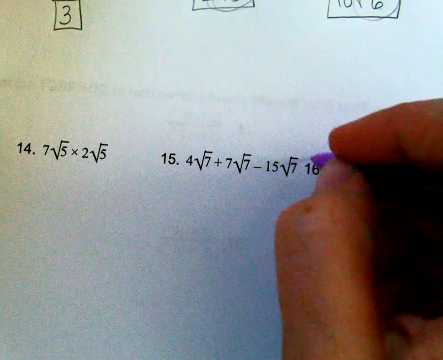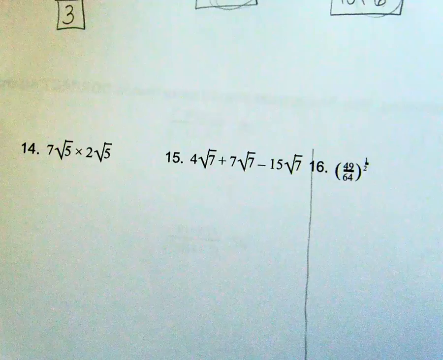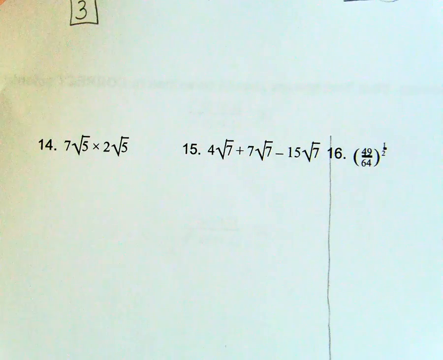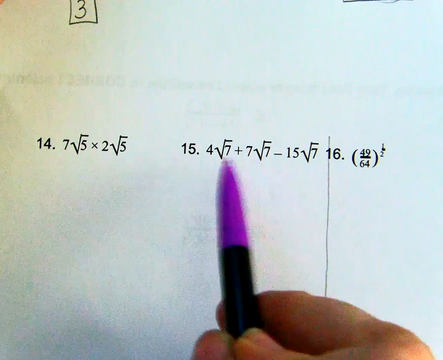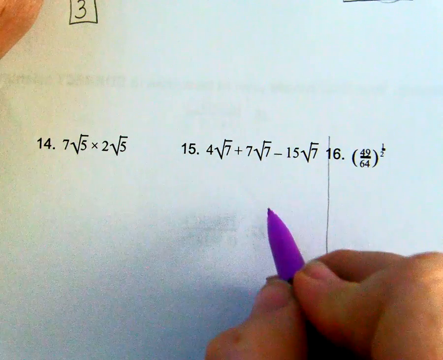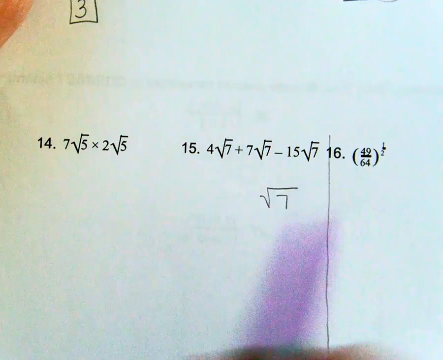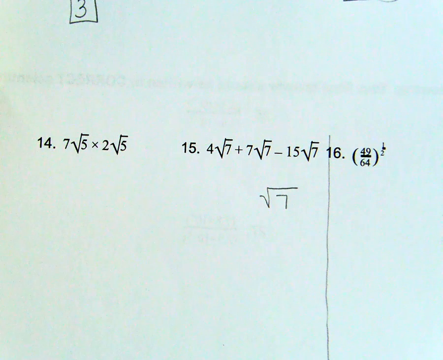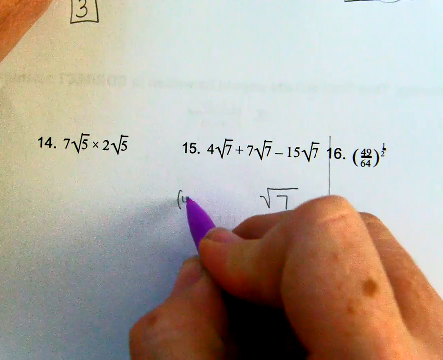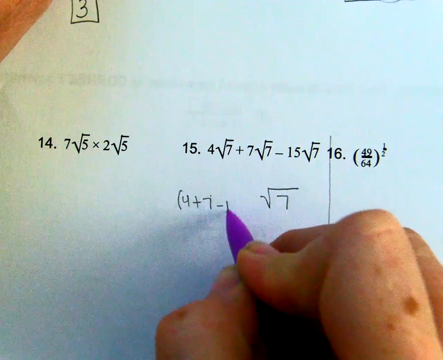All right, number 15. I'm going to draw a little line here because that's a little hard to deal with. I'm adding all these square roots of 7, but I'm adding and subtracting, which means my radicand, or my radical, however you want to think about that, doesn't change. I'm going to have square roots of 7 at the end of the problem if all I'm doing is adding and subtracting. Then I'm going to add 4 plus 7 minus 15.